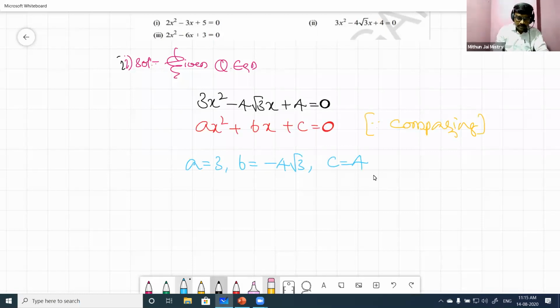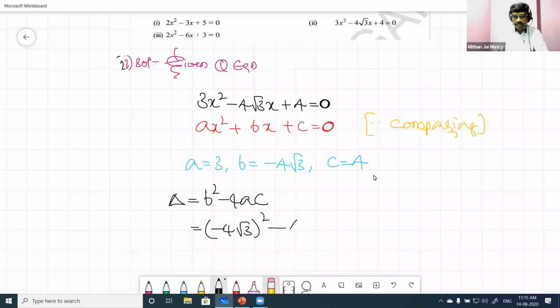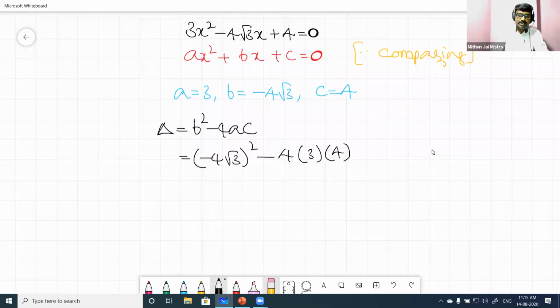Now let me find delta. Delta is given by b square minus 4ac. That is b square, b is minus 4 root 3, then minus 4, a is 3, and c is 4. We will get the same thing. Minus square is plus, 4 square is 16, root 3 square is 3. Minus 4 4s are 16, 16 into 3. Again, we are getting the same thing. So what is 16 3s?